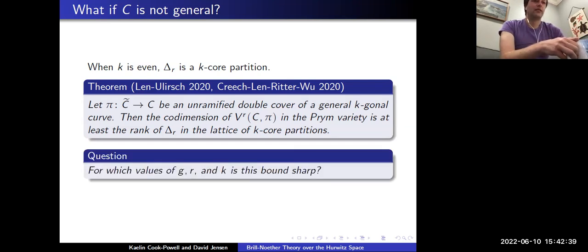And then, unfortunately, there are cases when g is sufficiently small in comparison to k where this bound is not sharp. But one could conjecture that the bound is sharp when g is sufficiently large in comparison to k. So it's still an open question for which values of g, r, and k this bound is sharp. And I put that question to all of you.